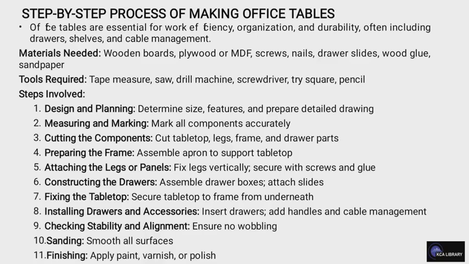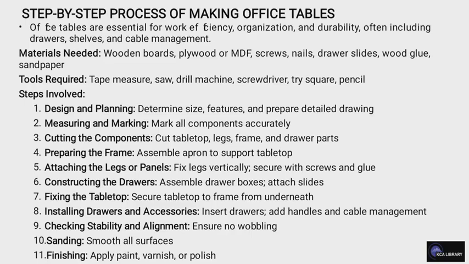Let's look at the step-by-step process of making an office table. Office tables are essential for work efficiency, organization, and durability, often including drawers, shelves, and cable management. The materials needed include wooden board, plywood or MDF, screws, nails, drawer slides, wood glue, and sandpaper. Tools required include the tape measure, saw, drilling machine, screwdrivers, try-square, and pencil.